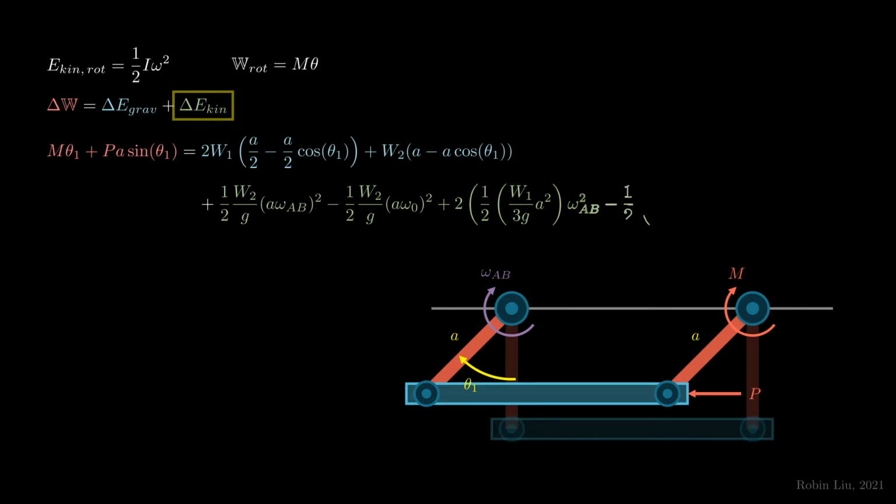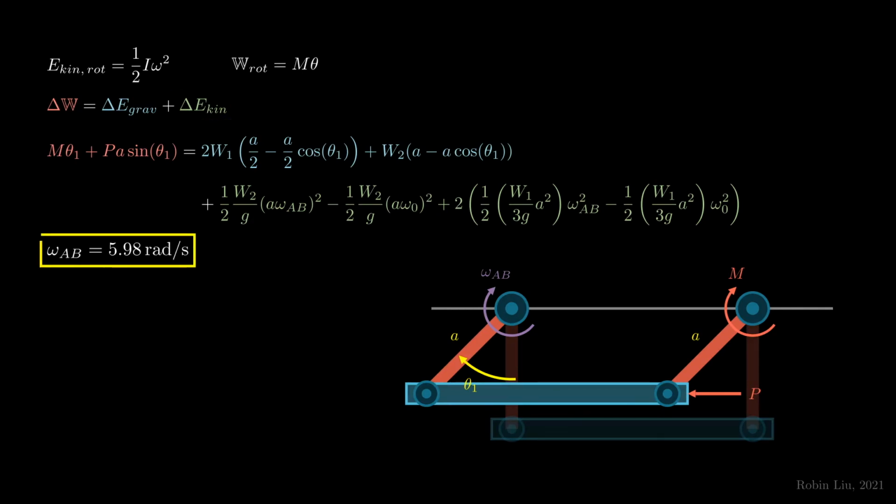The rods are purely rotating about their hinges, so we don't have to consider their translational kinetic energy if we measure their moment of inertia about the hinge point. The formula for the moment of inertia of a rod measured from one end is 1/3 times the mass times the length squared. With this information, we can write the change in kinetic energy of the rods. With this equation, we can find the rotation rate of the rods as 5.98 radians per second.